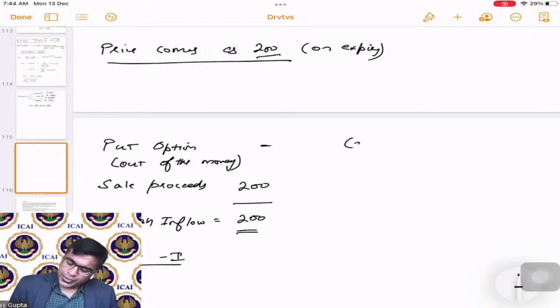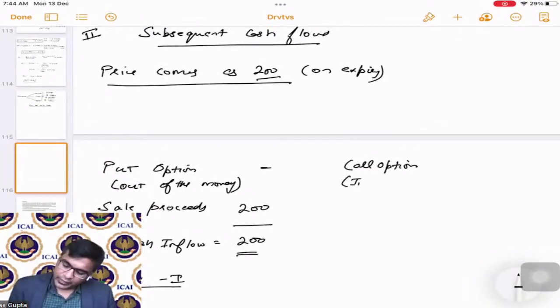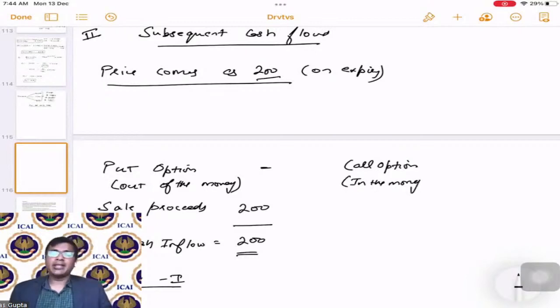So the call option holder, is this a benefit for the call option holder? Yes, because now it is in the money. Why? Because the price on expiry is 200 and the strike price is 180. That means there is a 20 rupees benefit. There is a 20 rupees benefit here.